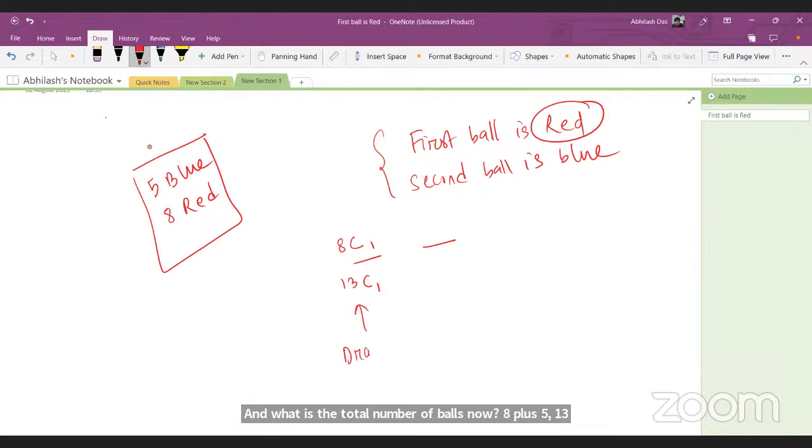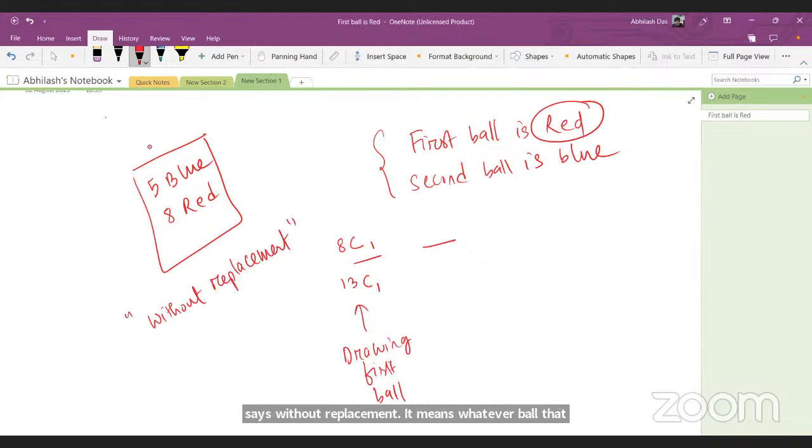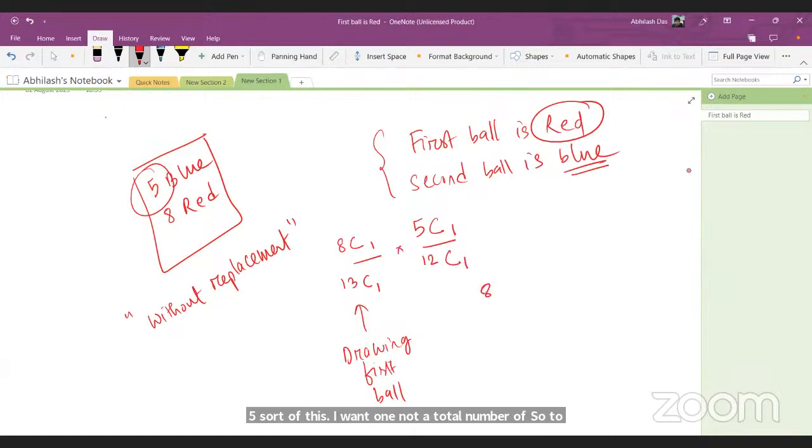So this is drawing the first ball. Now in the question it says without replacement. It means whatever ball we are drawing, we are not keeping it again in the box. So now what is the total number of balls? 12, right? Now I need the second ball to be blue. How many blue balls are there? 5. Out of this, I want 1. Now the total number of balls is 12, so 12C1. So it will be 8 by 13 into 5 by 12.